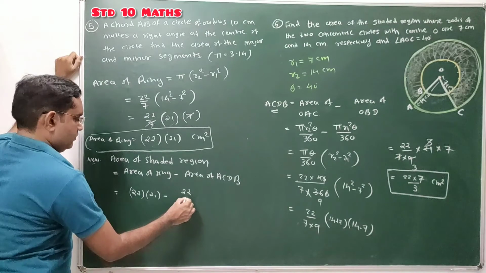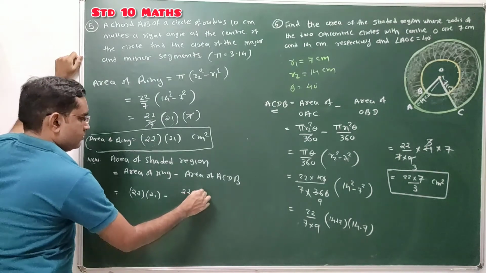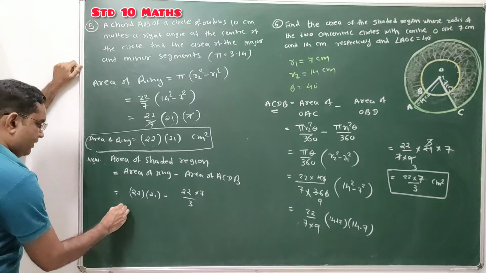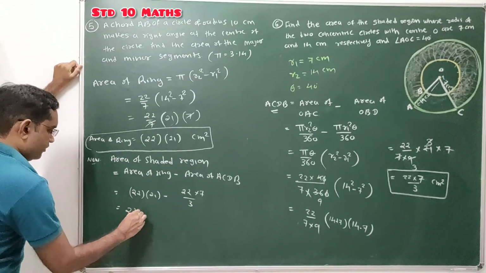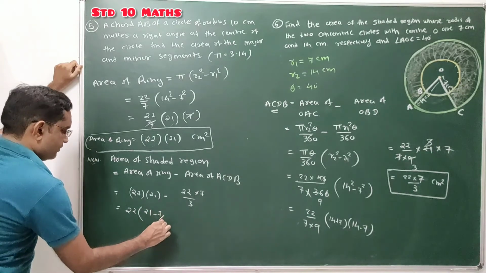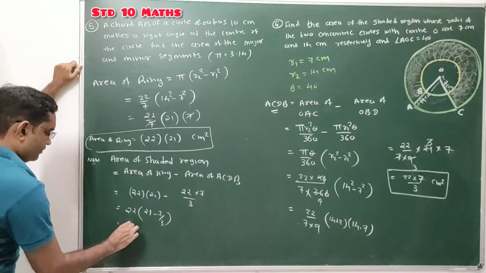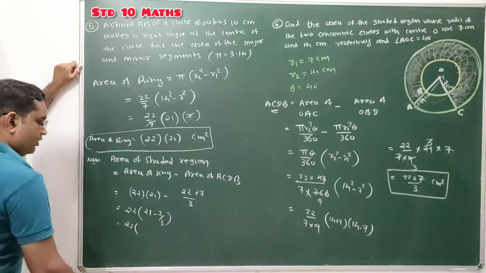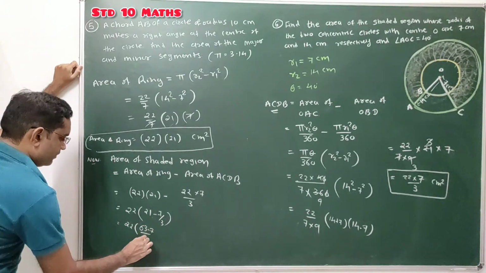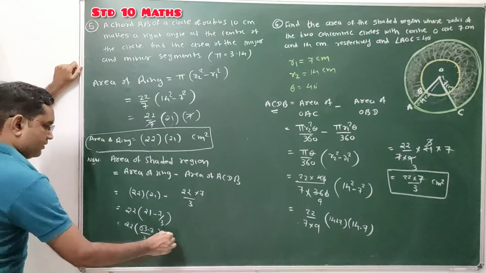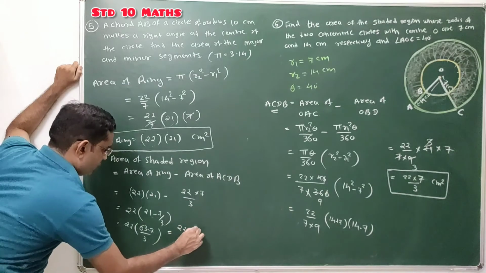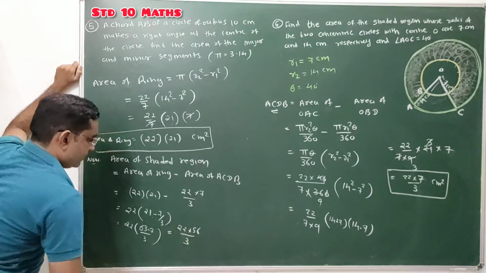22 into 7 by 3. So here we can take 22 common. So it's 21 minus 7 by 3. So this is equal to 22 into 21 3s are 63, 63 minus 7 by 3. 63 minus 7 is 56. So 22 into 56 by 3.